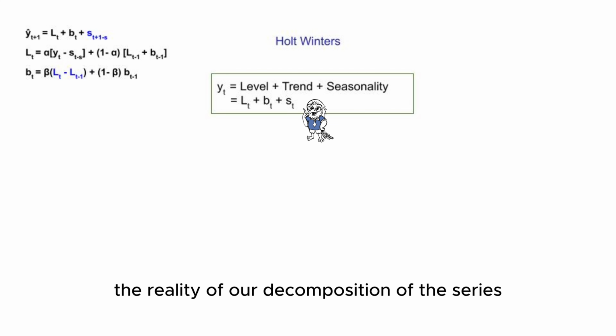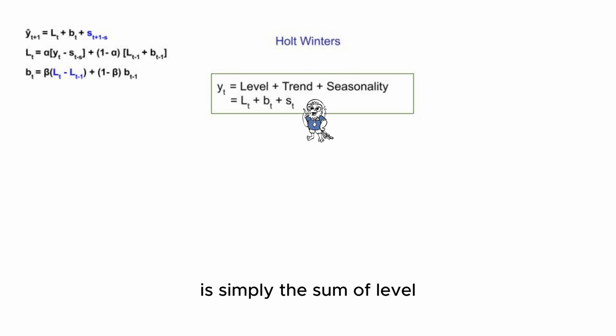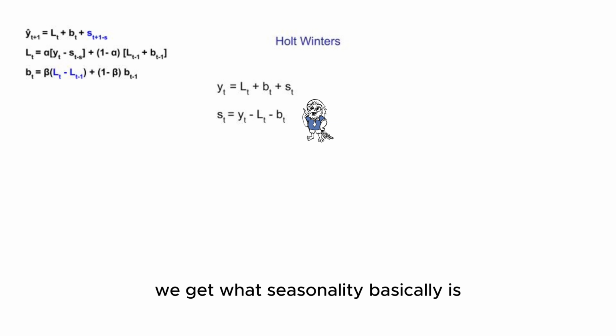The reality of our decomposition of the series is simply the sum of level, trend, and seasonality. Rearranging the terms, we get what seasonality basically is. But we are not going to use this directly, because in Holt-Winters, level is already influenced by trend. Trend is extracted from level. So subtracting trend again will double count the adjustment and break the recursive structure.